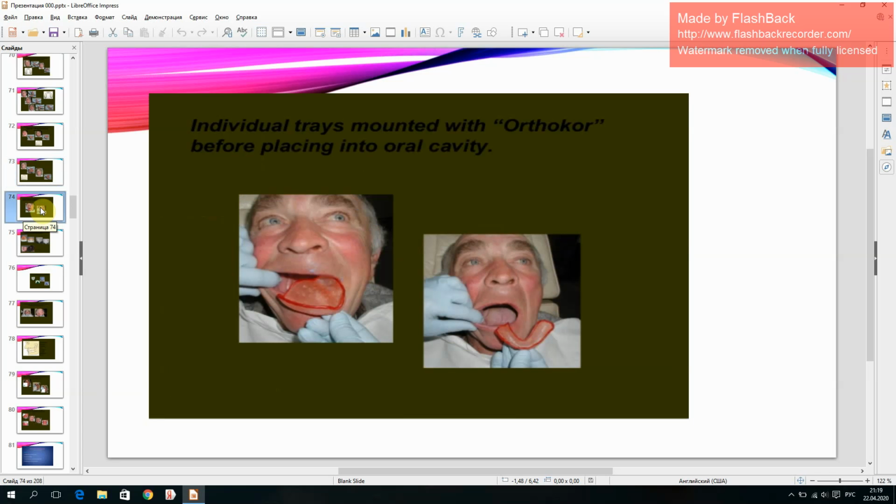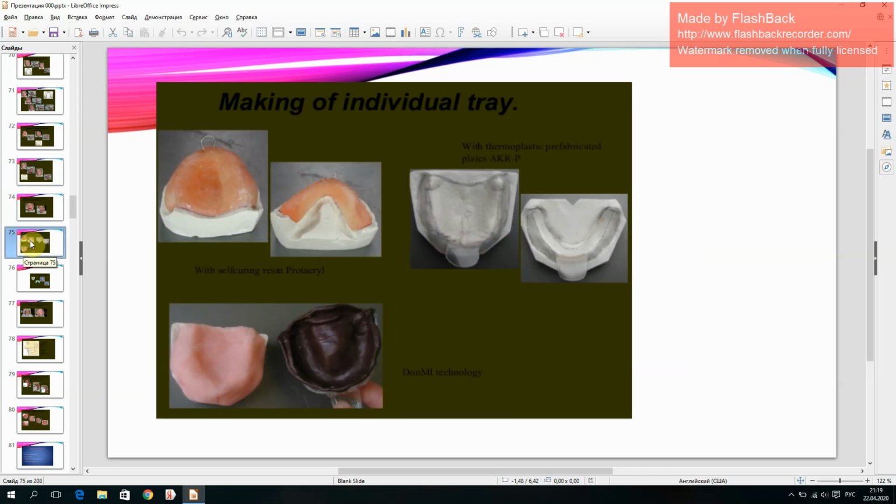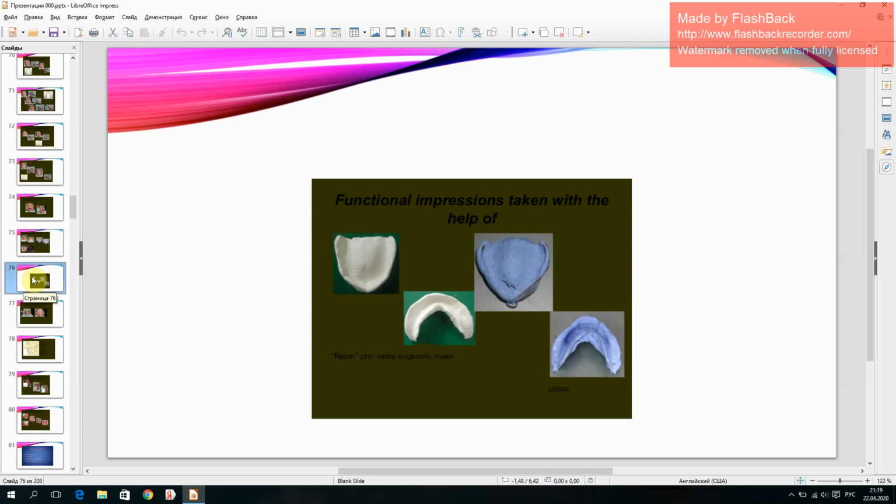Individual trays mounted with orthocore before placing into oral cavity. Making of individual tray with some materials. Functional impression taken with the help of repeat zinc oxide eugenol mass, silicone.